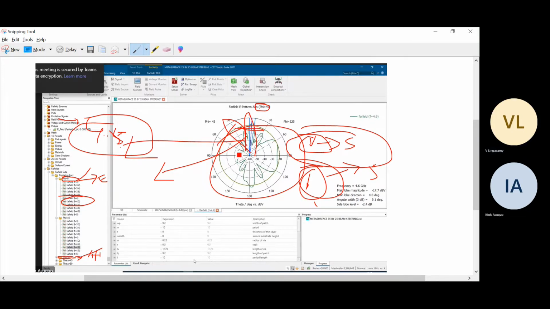Okay, but you said I should only use 4.5 gigahertz. Yes. Don't forget, you say voltage. I'm not using voltage. I'm using capacitor. I'm doing a capacitor parametric sweep. That's why I said... Correct.